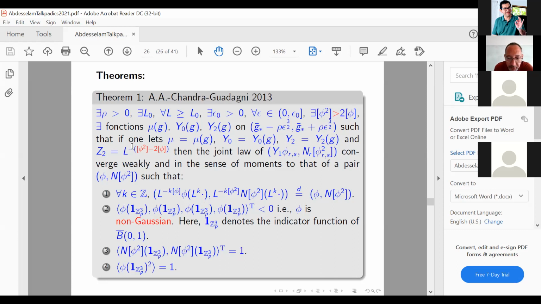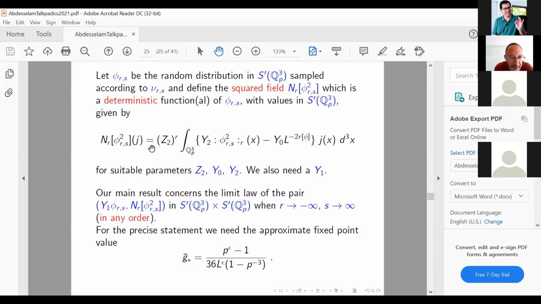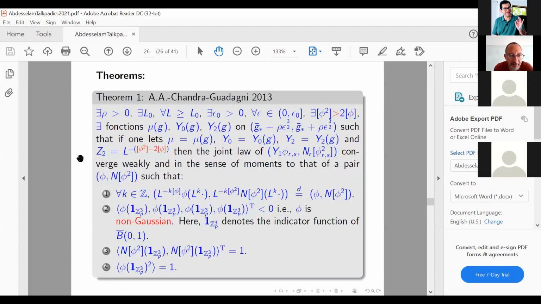Here you see that the number I introduced before, this multiplicative renormalization, hinges on what the Z2 parameter is, and it's not 1, which means that the square field has a different scaling dimension. This number here is the scaling dimension of the squared field. It's not equal to 2 times the scaling dimension of the field, as is true for Gaussian, for free fields. So this is highly non-trivial.